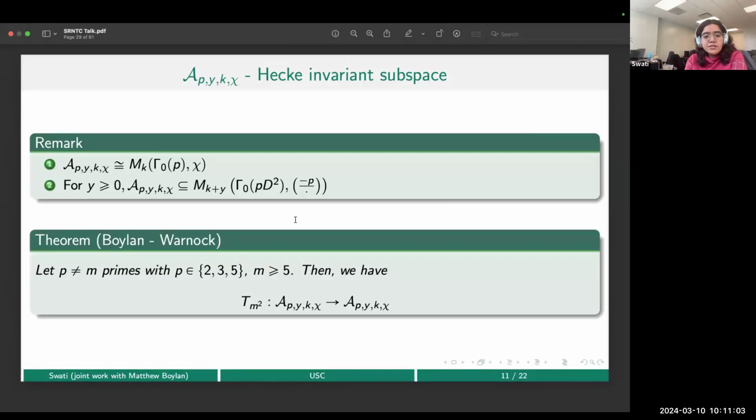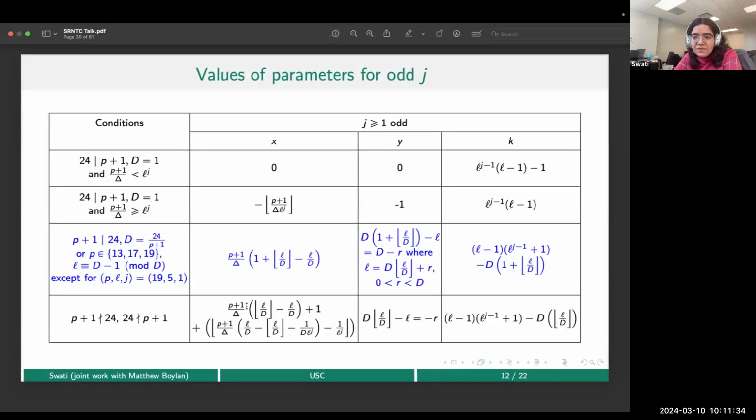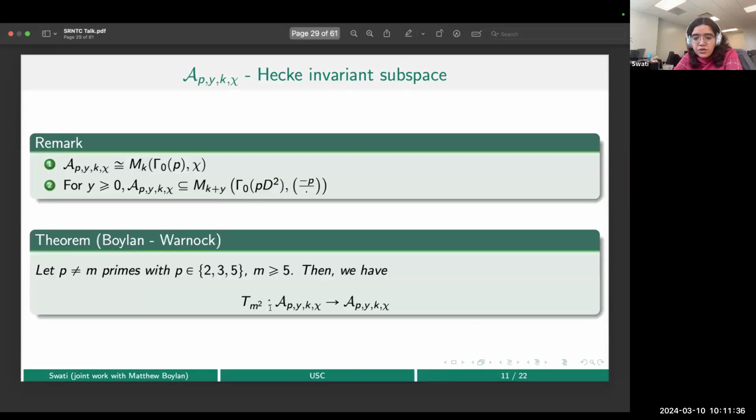Another important result is that in a recent work, Boylan and Warnock showed that if we take p and m to be distinct primes with p in this range and m at least 5, then this space is actually invariant under the Hecke algebra. One more thing to keep in mind is that T_{m^2} denotes the integer weight Hecke operators. And their result is much more general and holds for other values of the level as well.